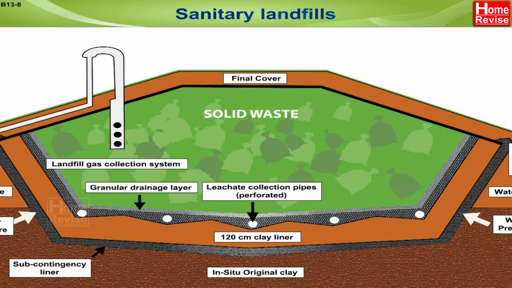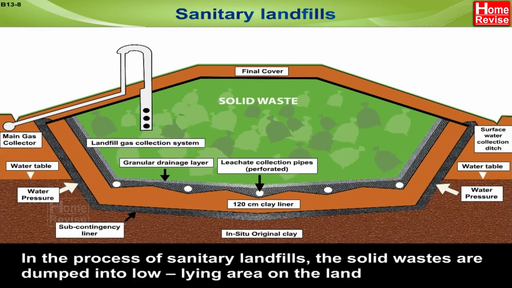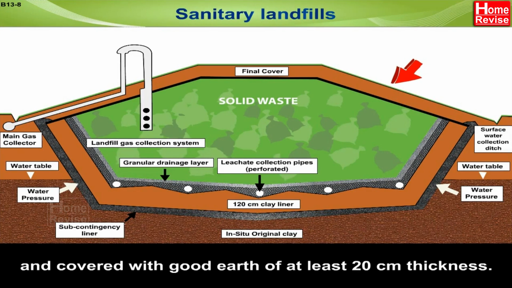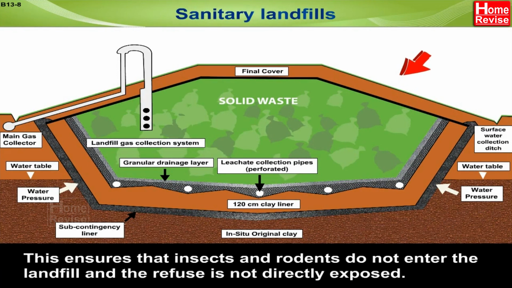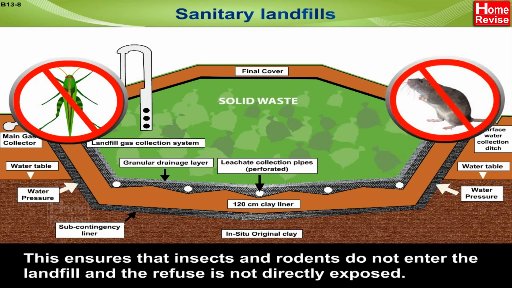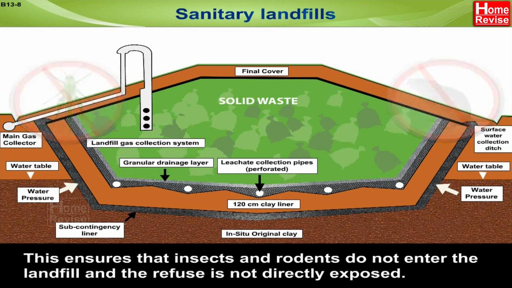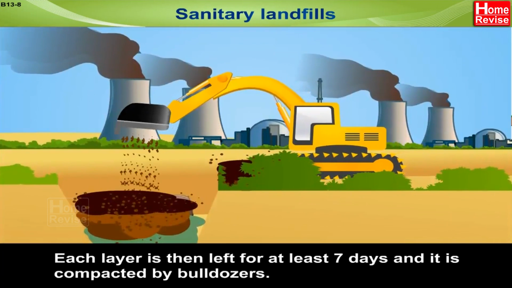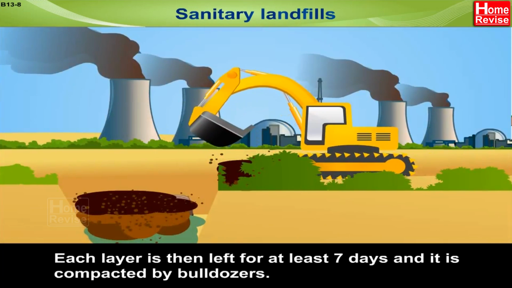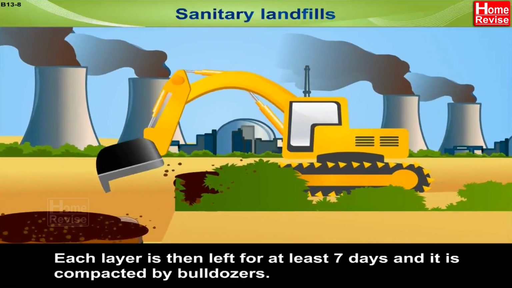Sanitary landfills. In the process of sanitary landfills, the solid waste is dumped into low-lying areas on the land and covered with good earth of at least 20 centimeter thickness. This ensures that insects and rodents do not enter the landfill and the refuse is not directly exposed. Each layer is then left for at least 7 days and it is compacted by bulldozers.